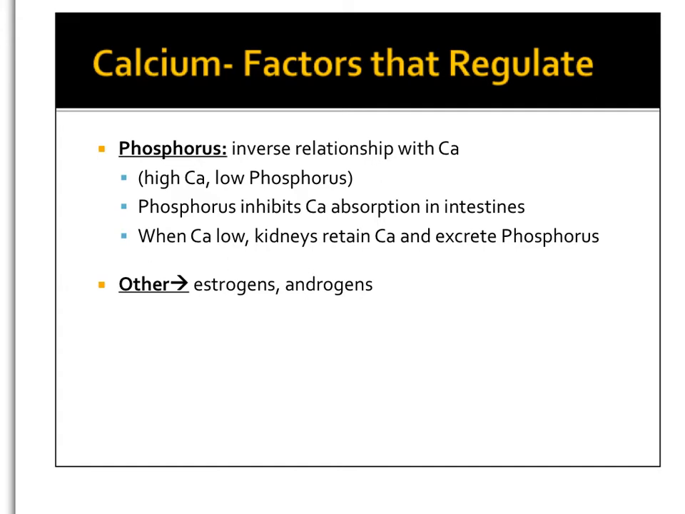Other things that affect calcium regulation, which are not as potent but are there, are other hormones like androgens, like testosterone, and estrogens, which is one of the reasons why postmenopausal women are at increased risk for osteopenia and osteoporosis, because they lack estrogen, which helps them keep calcium where it needs to be in the bones. This is why a lot of postmenopausal women need to be on calcium and vitamin D supplementation, because they have lower estrogen levels in their body.